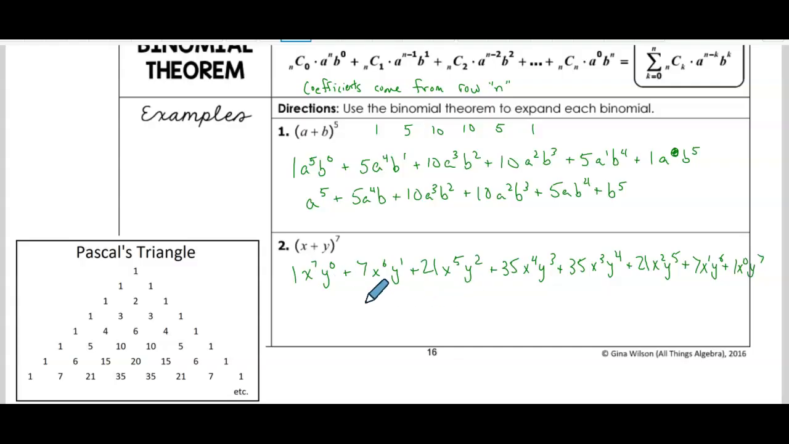Okay, so to clean this up, all I would need to do is convert this first term to x to the 7th, the last term to y to the 7th. And all the other ones are going to stay what they were. So just check that you did that correctly, and we'll move on to the next page.